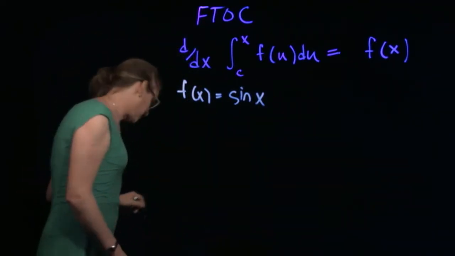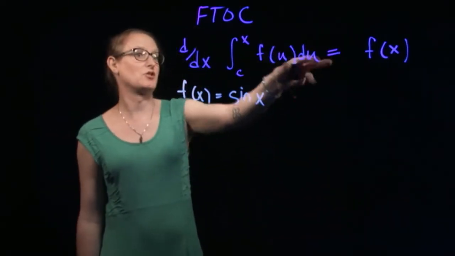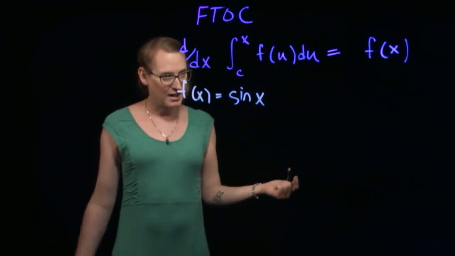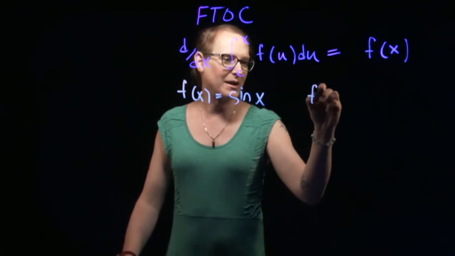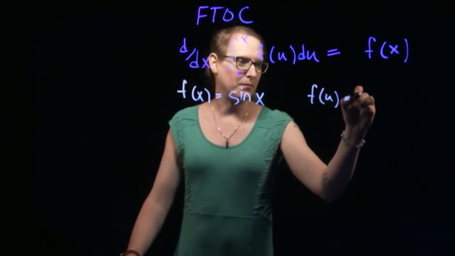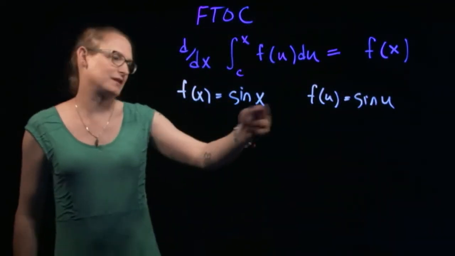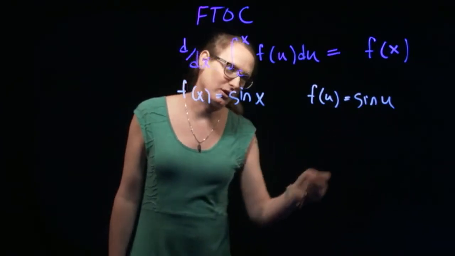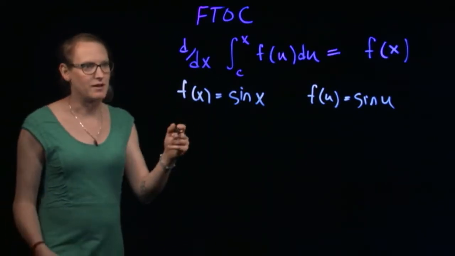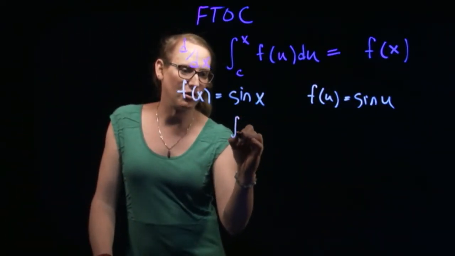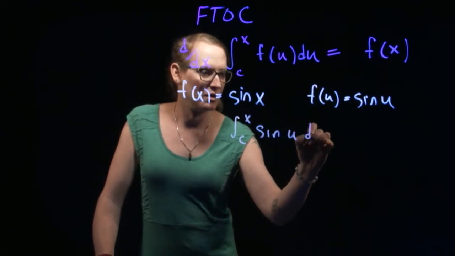Now, note in particular that this thing right here has u as the variable. It's a placeholder variable because it's not going to appear in the final expression, because we're going to substitute in x and c in the place of u. The name of a variable is arbitrary, so there's nothing special about x. If f of x is sine of x, then f of u is sine of u. So we're going to be computing the integral from c to x of sine of u du.